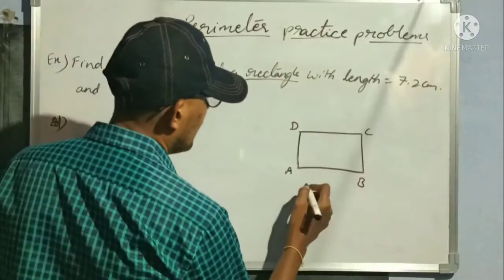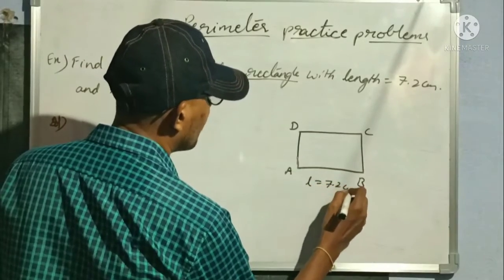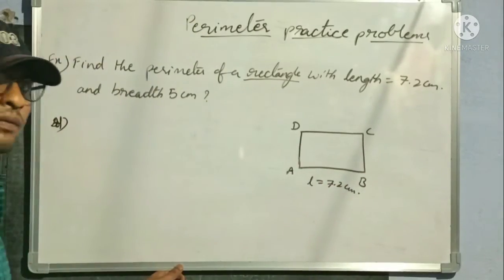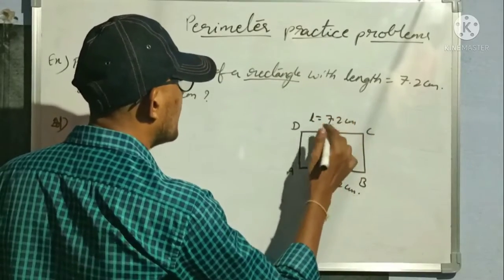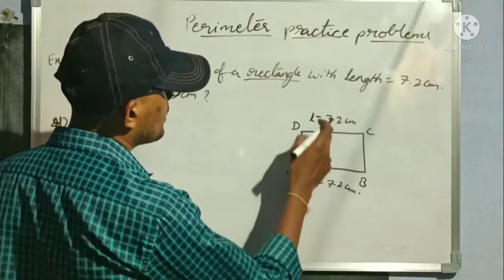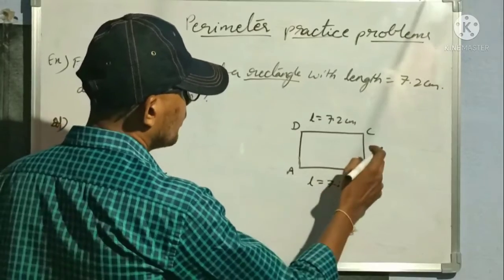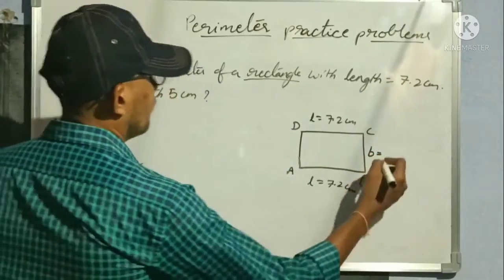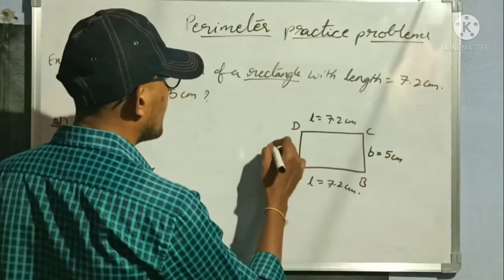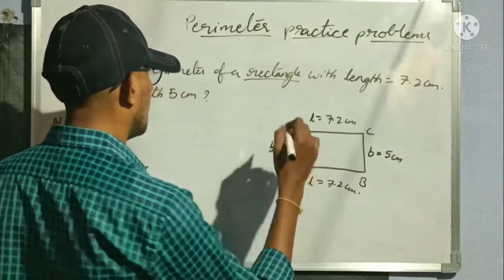So length L is equal to 7.2 centimeters. Here also L, you take 7.2 centimeters. Why? Because pairs of opposite sides are equal. It means if this is length, this is also length. This is breadth, this is also breadth. So B is equal to 5 centimeters, and here also B is equal to 5 centimeters.